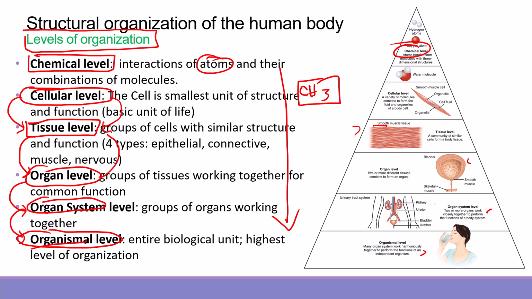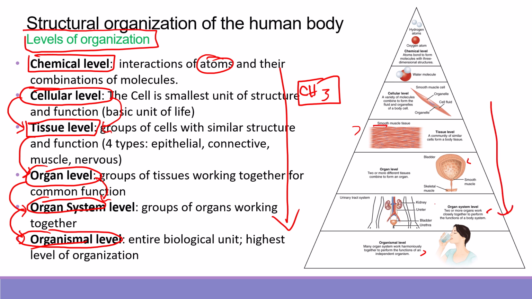Organs do not form tissues. It's the opposite. Many tissues together are the ones that form the organs. And in the same way, organ systems are formed by many organs. So many organs together working for a specific function is what forms an organ system. The course will follow this picture, this pattern.